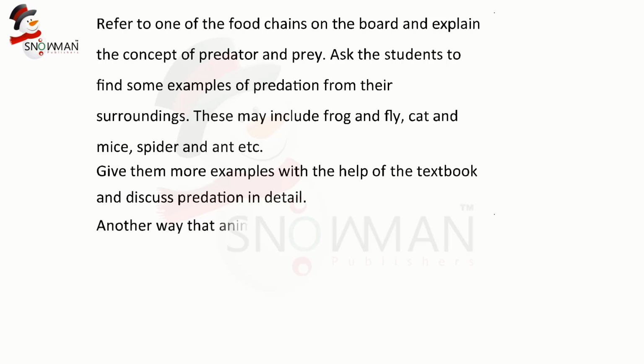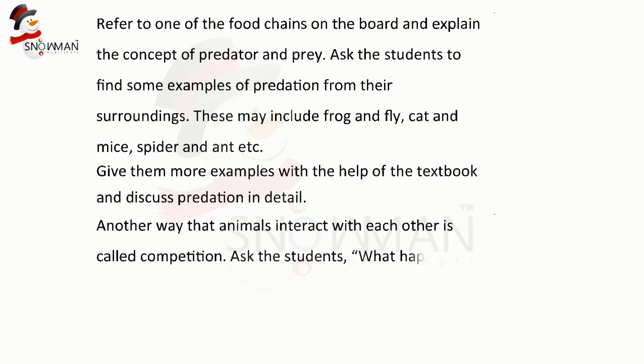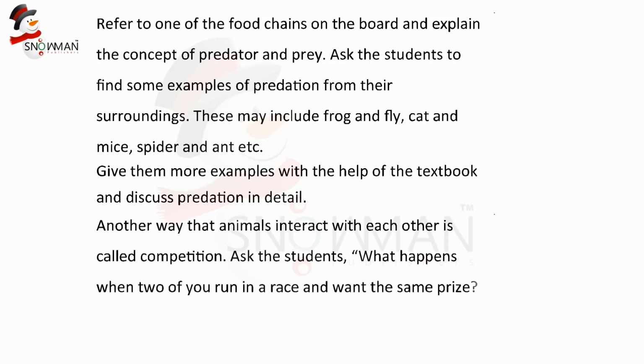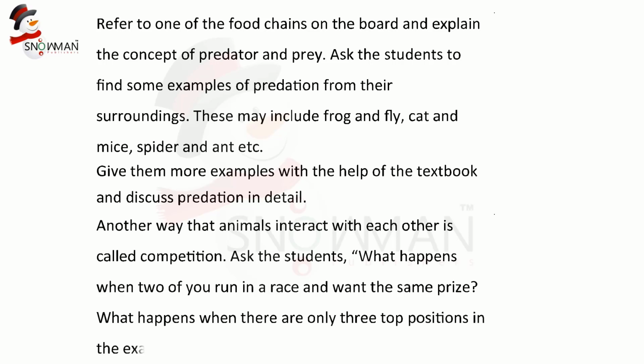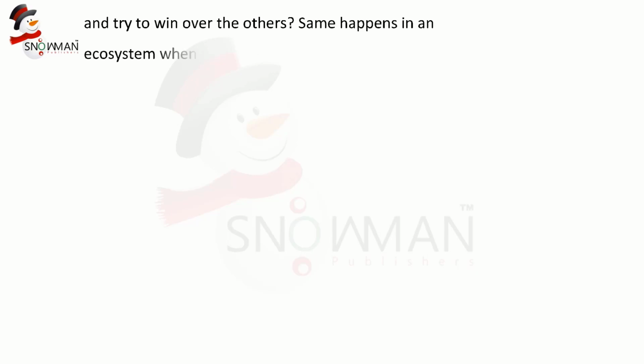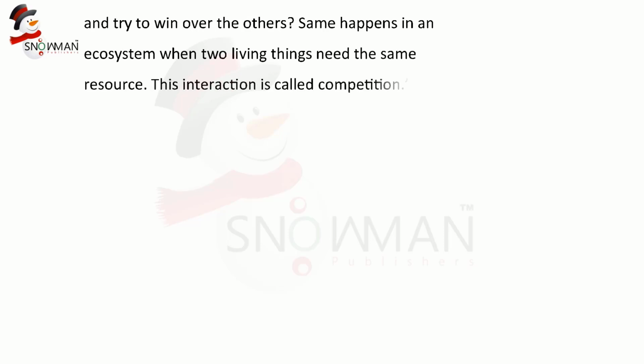Another way that animals interact with each other is called competition. Ask the students, what happens when two of you run in a race and want the same prize? What happens when there are only 3 top positions in the exams and all of you want it? Do you make an effort and try to win over the others? Same happens in an ecosystem when 2 living things need the same resource. This interaction is called competition.